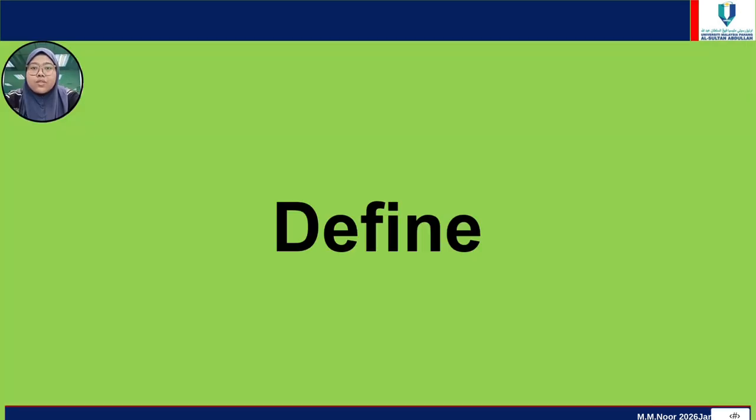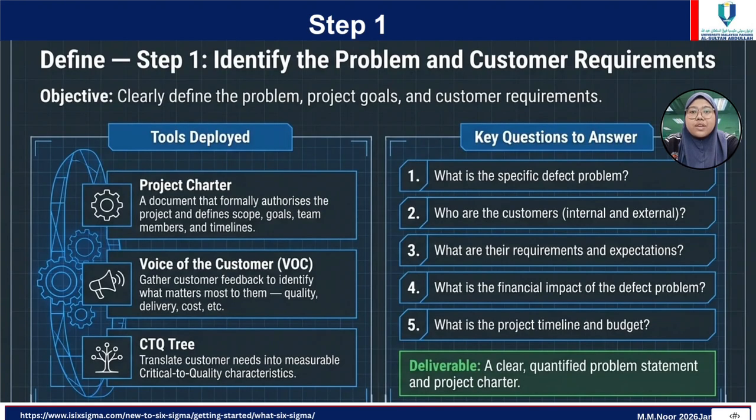The first phase of DMAIC is Define. In this phase, the project team clearly identifies the problem, understands customer requirements, and sets the project objectives. The first step is identifying the problem. The team must understand what issue needs to be solved and how it affects customers or business performance.